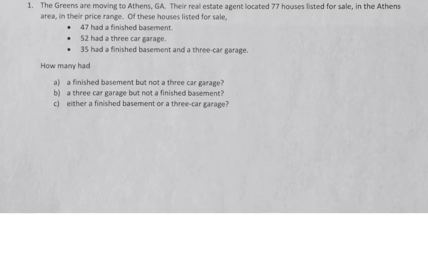Their real estate agent located 77 houses listed for sale in the Athens area in their price range. Of these houses listed for sale, 47 had a finished basement, 52 had a 3-car garage, and 35 had a finished basement and a 3-car garage. How many had a finished basement but not a 3-car garage? How many had a 3-car garage but not a finished basement, and either a finished basement or a 3-car garage?